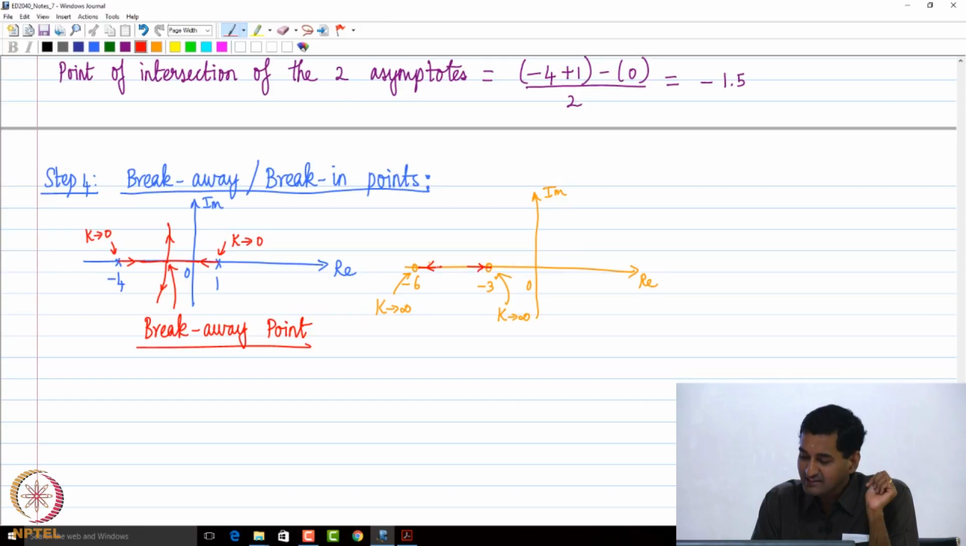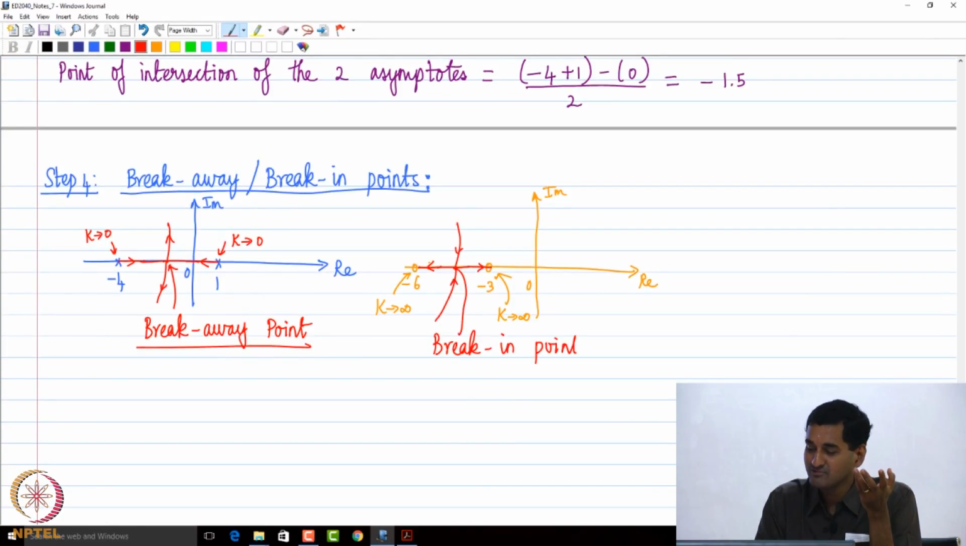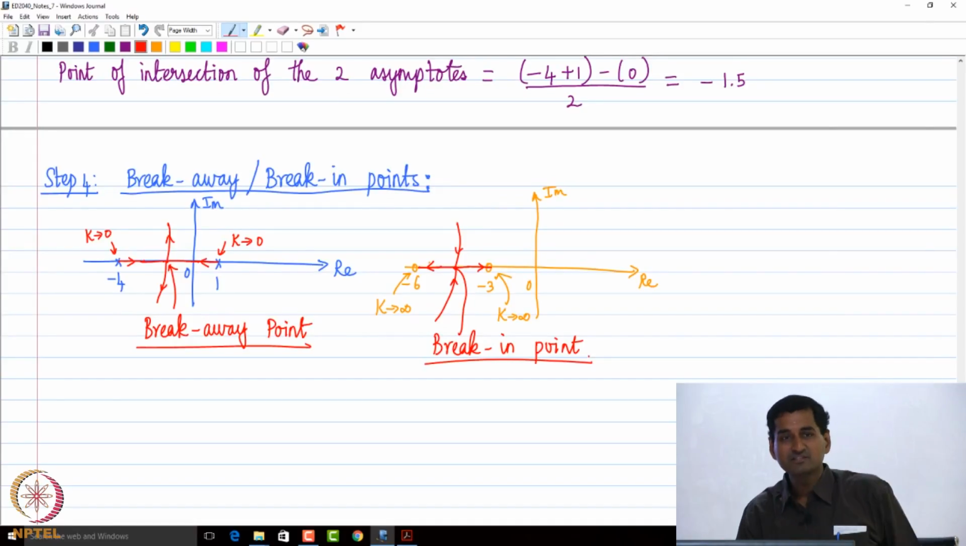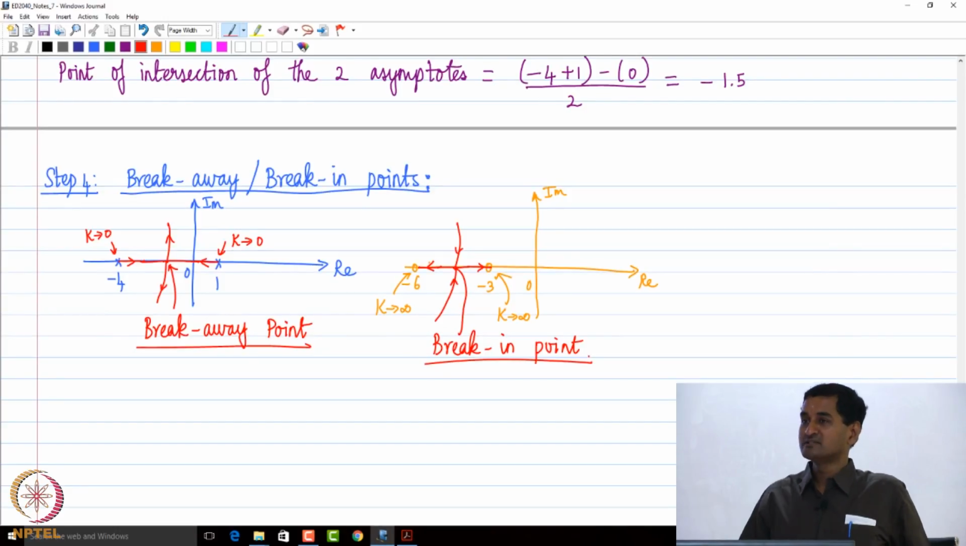As you keep on decreasing k, they will travel towards each other, and at some point they would have hit each other and then they might have gone something like this, okay? But this is the direction of travel, isn't it? So this is what is called a break in point, okay? It breaks into the real axis. That way you can remember it. Here it breaks away from the real axis, okay? That's why it's called a break away point. I hope it's clear what is the meaning of a break away point and a break in point, okay?